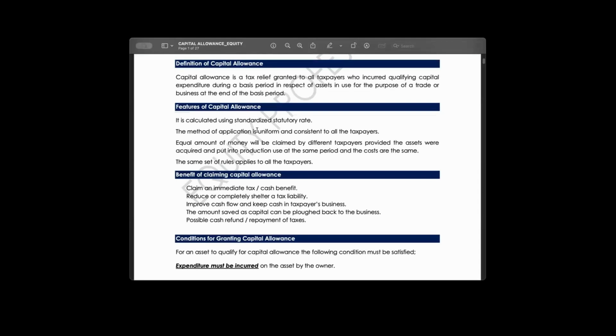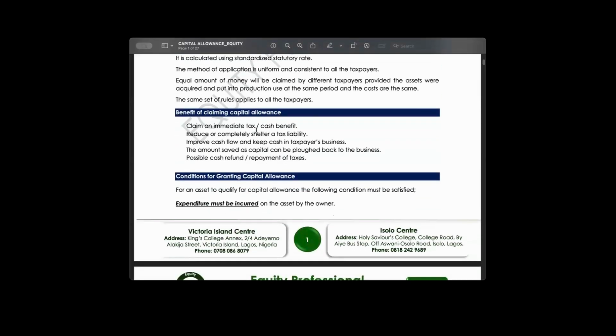As I said, you can reduce your tax liability by investing in capital expenditure. It improves your cash flow. You can even use the money that you have gotten, that you have used to reduce your tax liability, to reinvest and plug it back into the business. And in case of cessation, the company can actually get repayment of the tax that they have paid, they can get it back on the capital allowance.